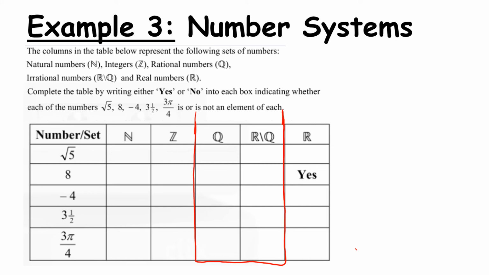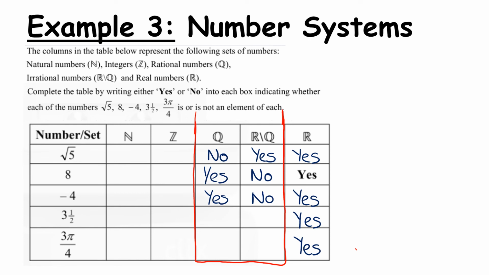Now, because of where we're at, this video is not looking at complex numbers, okay? So I'm doing this from just a real number point of view. So then every number here is real. So I'm going to fill in my real bit first. So yes, every number could be written on the number line. So then I need to figure out if it's rational or irrational. So root 5 is irrational, so can't be rational. 8 is rational, so cannot be irrational. -4 is rational, so not irrational. 3.5 can be written as a fraction, so it's rational.